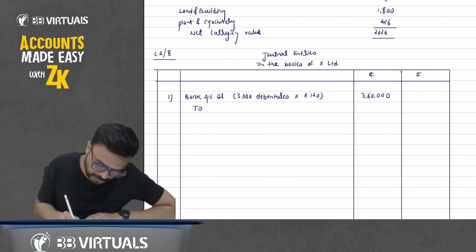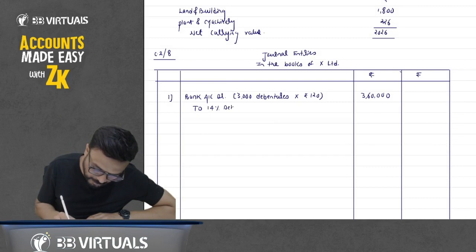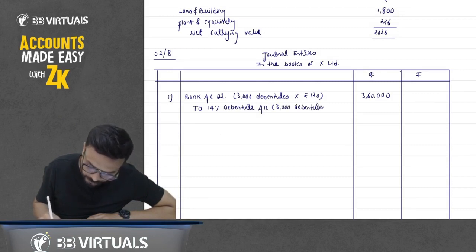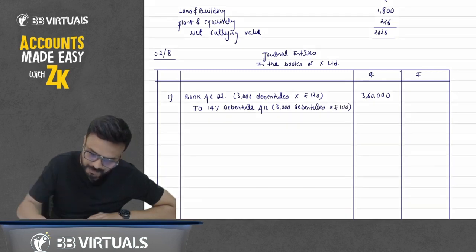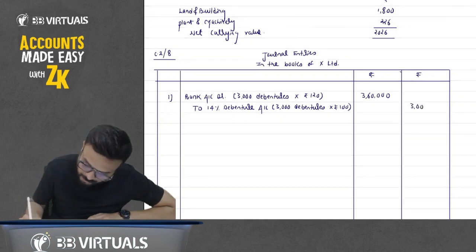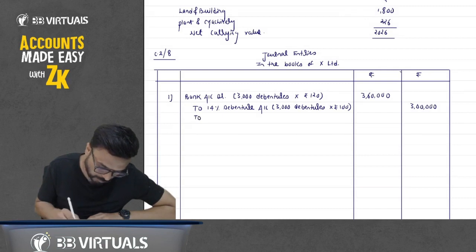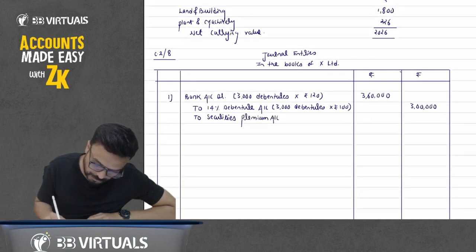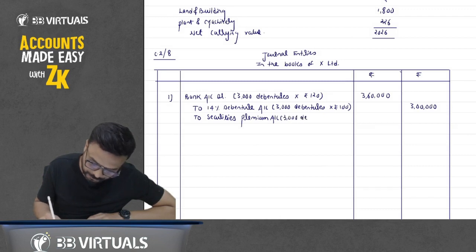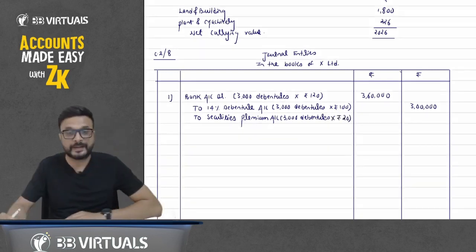So issue of 14% debenture account. So 3000 debentures. How much is the face value of debenture? 100. So 3000 multiplied by 100, that is 3 lakhs. Two, securities. The premium amount will go in securities premium account. So 3000 debentures multiplied by rupees 20. Rupees 20 is premium.